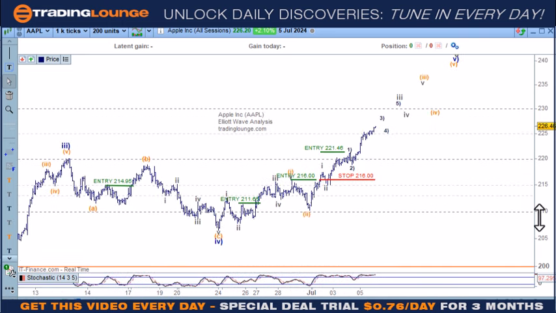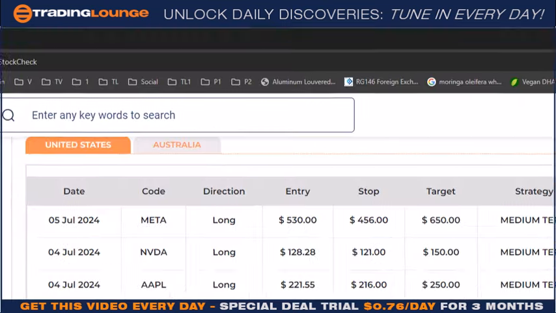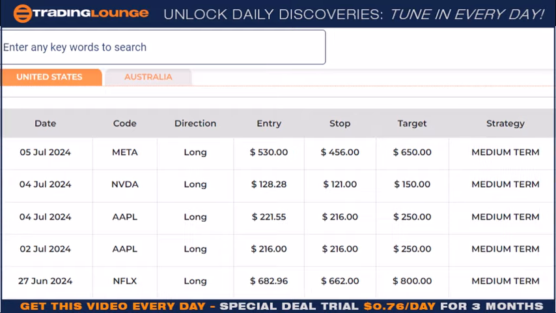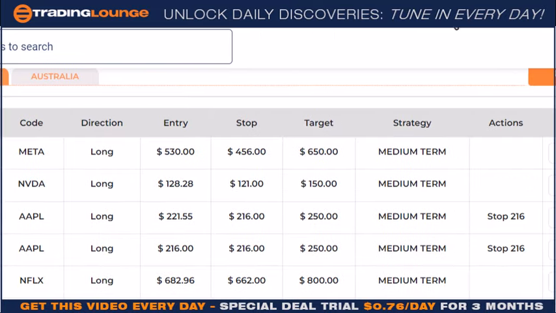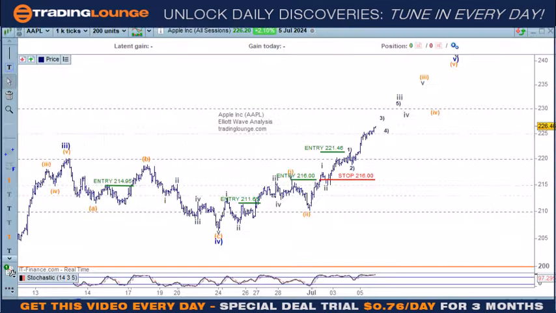So I have moved the stop up 2 points from 214 to 216. That's all the change I've done there, and I've updated that in the spreadsheet here. So we've got Apple all done at that point, so that's all good. And we've got most of these to break even here, and we've still got a bit more.